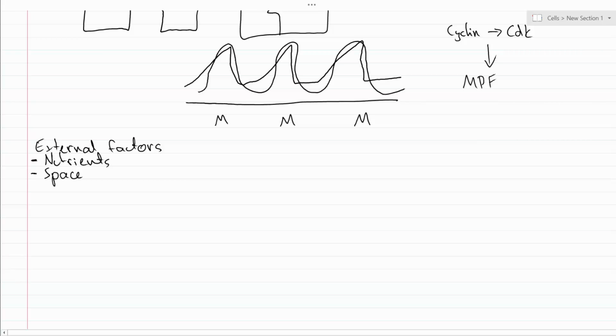space is going to be a big factor. If cells are constantly sensing that they are in contact with others, touching other cells very closely and packed in a small area, they're going to recognize that there's minimal space for them to divide into and grow into. So this is going to see cells hold off from dividing until there is more room present.